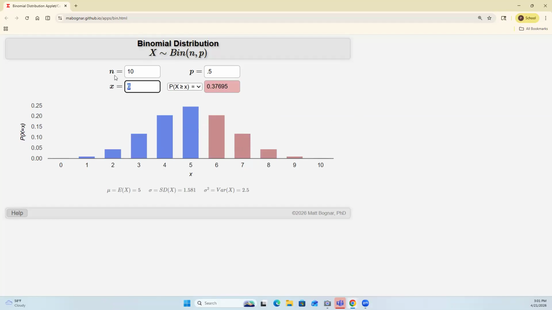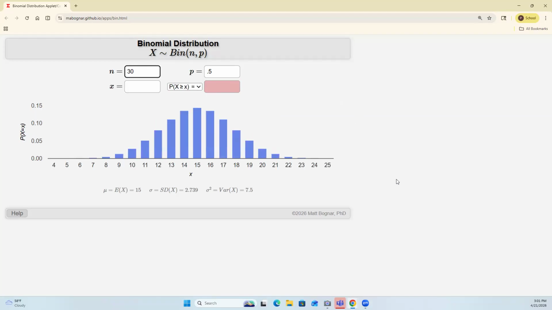All right, let's change. Let's do 30. There's our distribution, right? So the center of it is 15, which is still our expected value. And as you can see, getting 23 or more would be really unlikely out of 30 coin flips. Because the larger your sample size, the more stable your estimates should be. So with 30 coin flips, that's a pretty good sample size. We would be surprised to get that far away from the expected value.